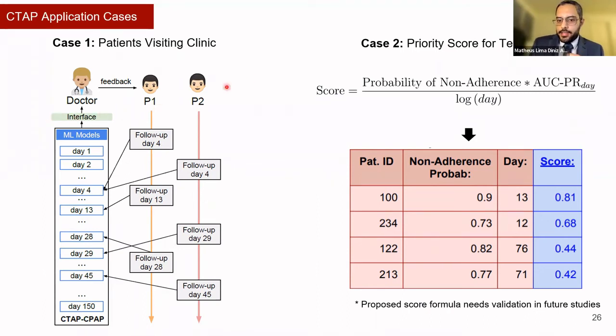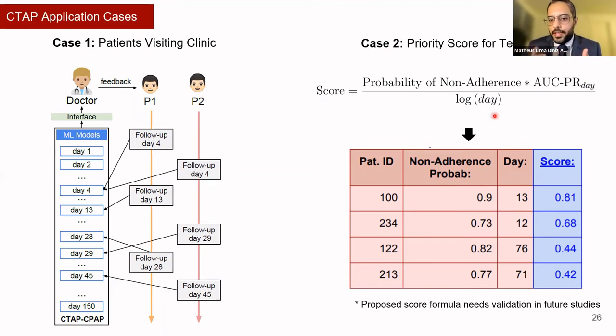In the second case, we can create a priority score for telemedicine. So this telemedicine is when the clinic predicts that the patient will not adhere to the therapy, and then they call them. So we can use the probability, the non-adherence probability, which is the output of our model. And we can also give a weight for how good the model is in the day that we are predicting this non-adherence. And also we can normalize by the day that the patient is in the therapy to come with a score.